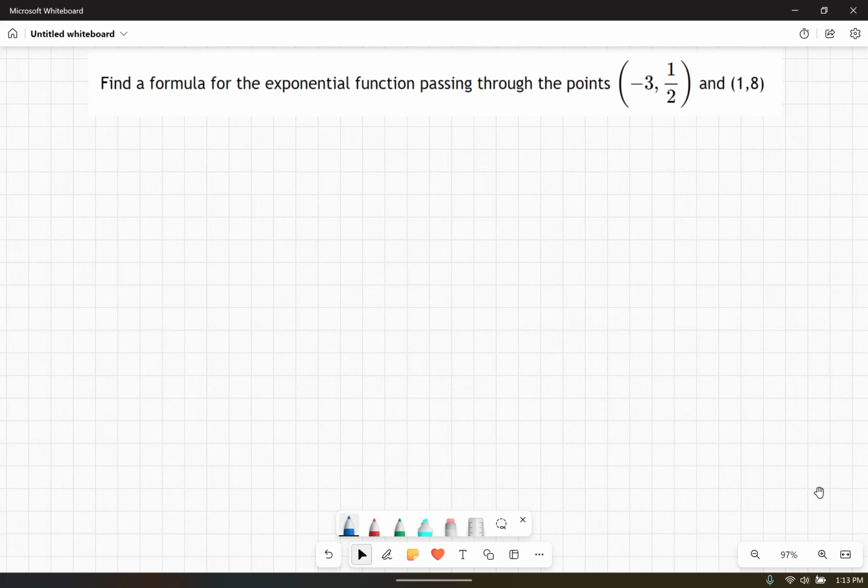Find a formula for the exponential function passing through the points (-3, 1/2) and (1, 8). Okay, so where do we start? Well, first, we're looking for an exponential function.